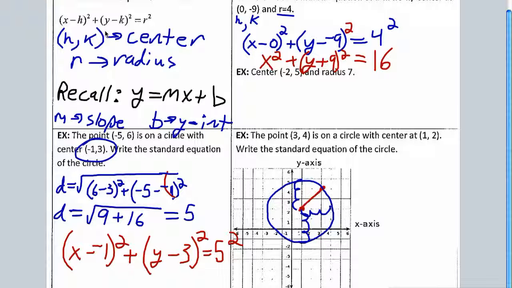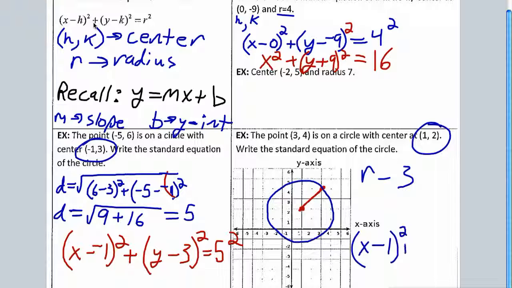Alright, so the equation of my circle is going to be simply this. If that thing ever loads, the equation of my circle is going to be x minus h. Well, h is 1, that whole thing squared, plus y minus 2 squared, and that all equals 3 squared, or 9, 3 to the second power. Okay, and that's it for those examples.